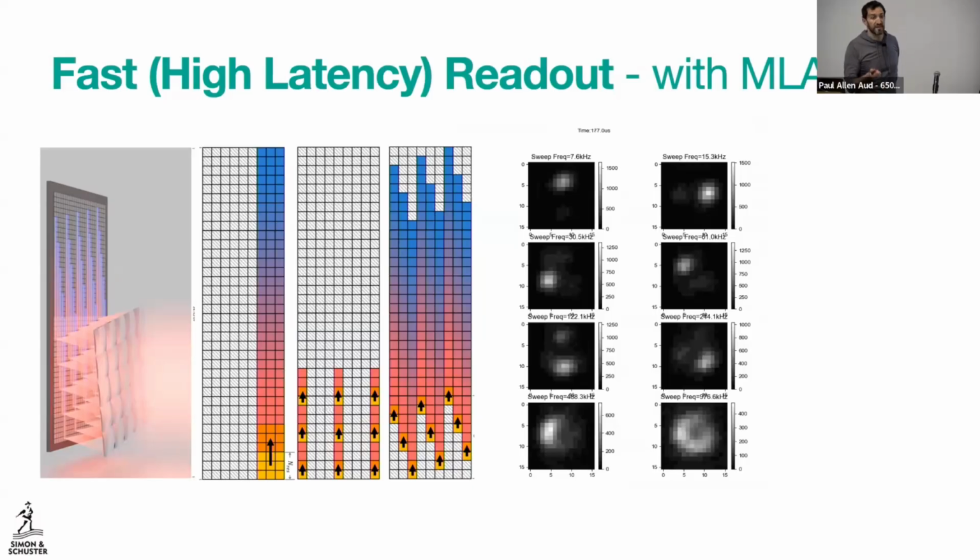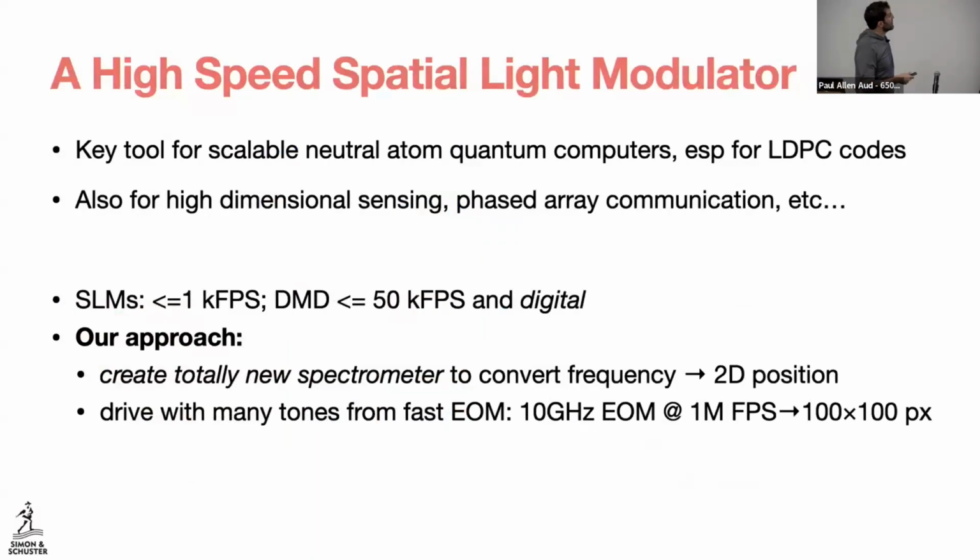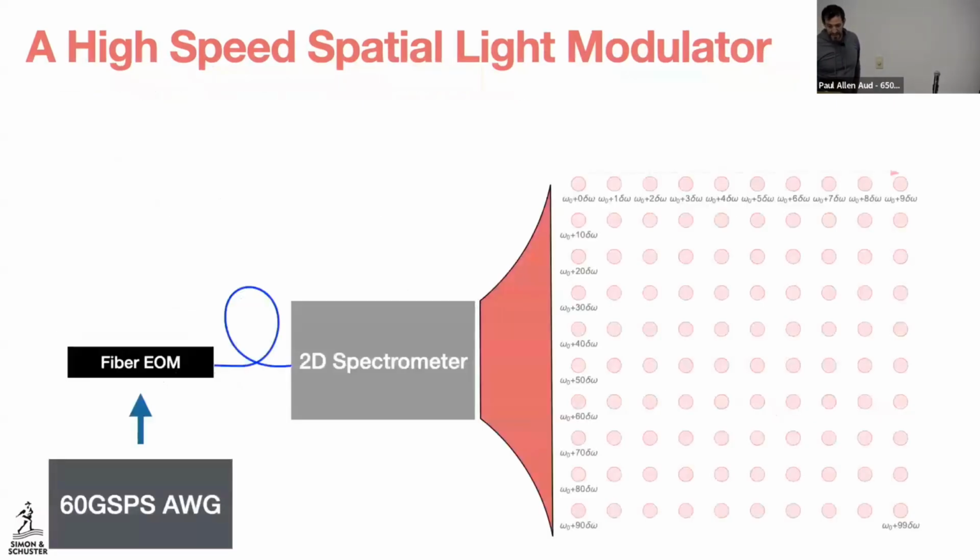The other object we have is an electro-optic modulator, right? And so what I would like to tell you a little bit about now is a way to make a spatial light modulator that can run at, for us right now, it's going to be 10 by 10, but at 10 million frames per second. And the way it works is by developing a new type of 2D spectrometer. And as you'll see, it has a lot in common with a cavity.